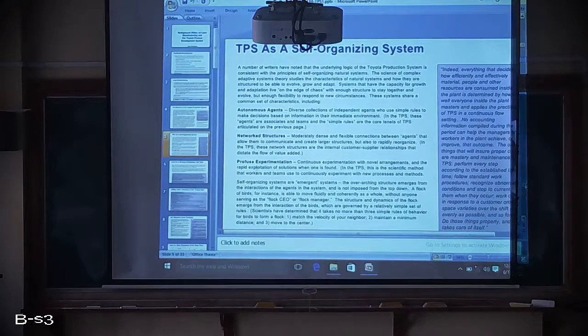Systems that have the capacity for growth and adaptation live on the edge of chaos, with enough structure to stay together and evolve, but enough flexibility to respond to new circumstances. These systems share a common set of characteristics, including autonomous agents, network structures, and process experimentation.